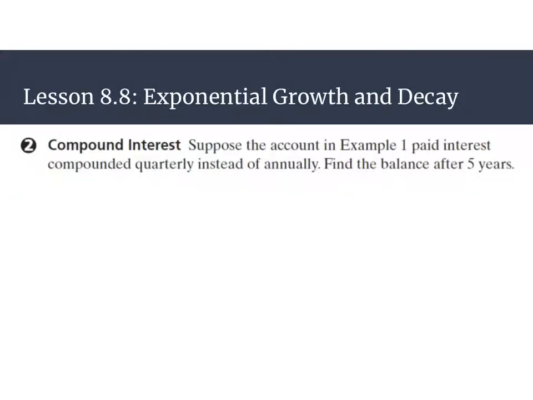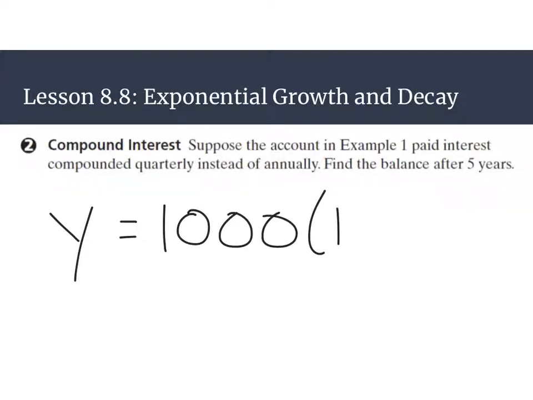In our next one, suppose we have that same $1,000, but now the interest is paid quarterly instead of annually. Here's what we're going to do now. We're going to have that same equation, with our $1,000 that we're starting with. Now we're going to take that 7.2% interest, but it's compounded quarterly. That means they're going to give us a fourth of that, or 1.8% every quarter. That's where that 18 thousandths comes in.